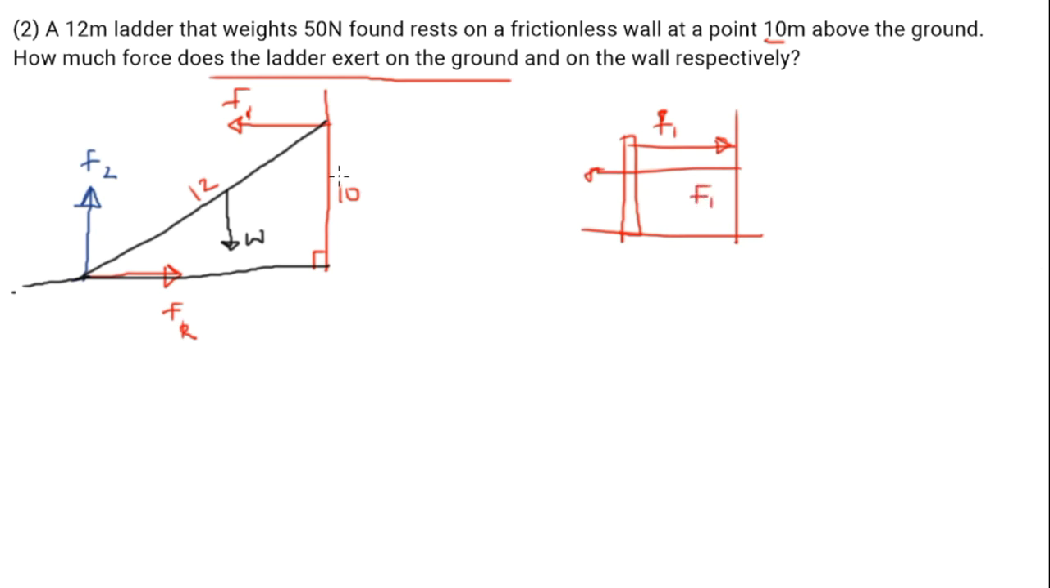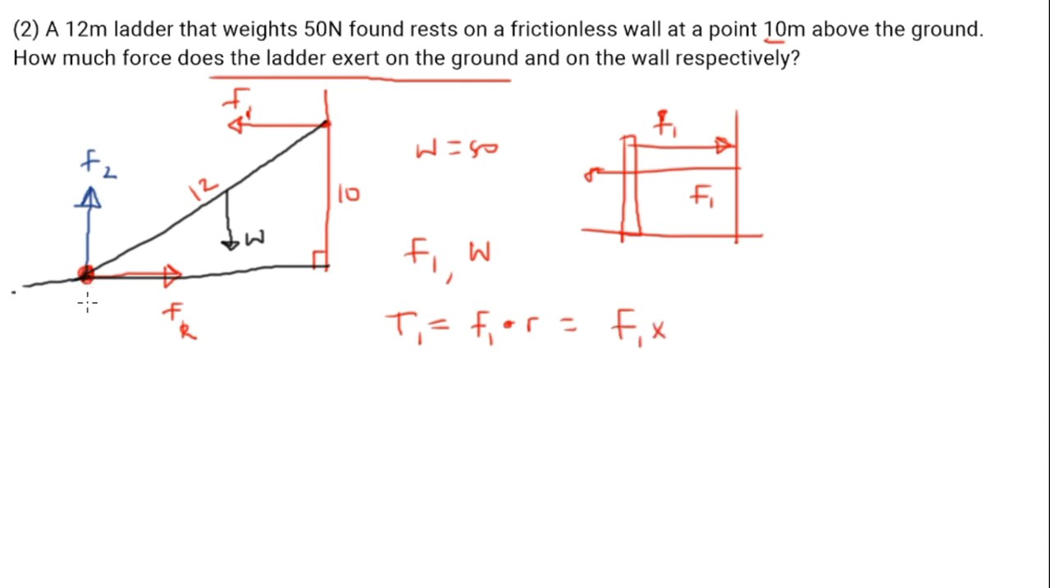Okay, equal but opposite. Now, in order to find F1, let's say this is our axis of rotation. If this is our axis of rotation, then F2 and FR will not cause any torque on the ladder because they are located at the axis of rotation. Alright, so we can find the torque that is caused by F1 and the torque that is caused by the weight. Notice that the weight is equal to 50 Newton. In order to find the torque caused by F1, let's call that T1. That is the product of F1 and the moment arm R.